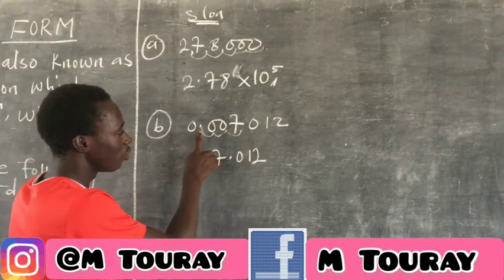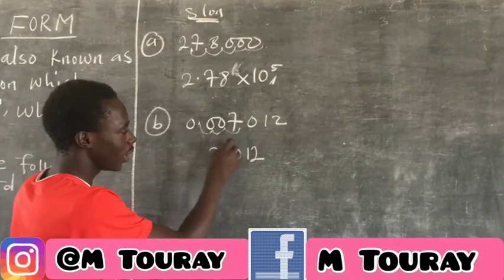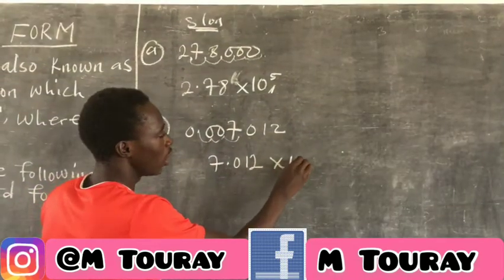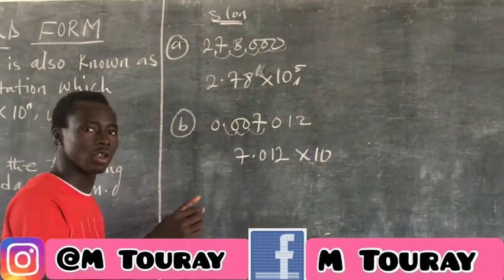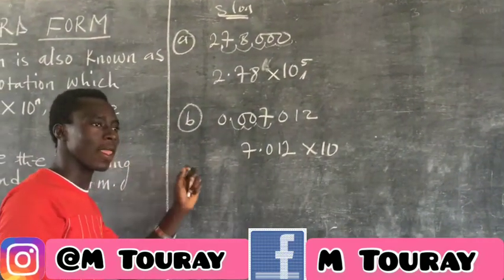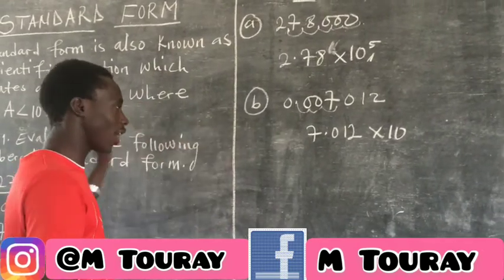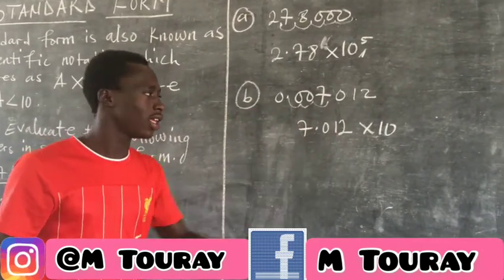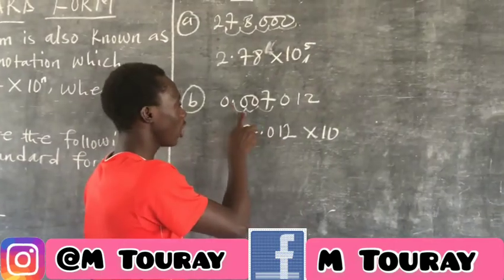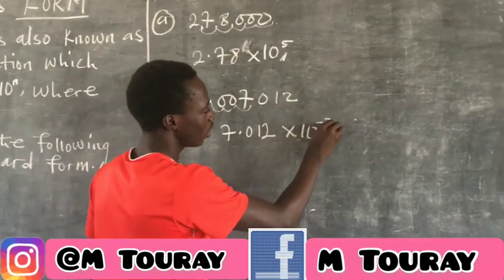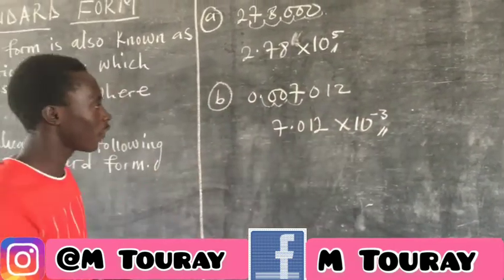How many times do we move it? 1, 2, 3. We move it 3 times. Times 10 to the power, the power will be what? A negative power, because we start moving the decimal point from the left hand side. I told you, when you start moving the decimal point from the left hand side to the right hand side, the power will be a negative power. So here 1, 2, 3, it will be minus 3. That is the solution of B.